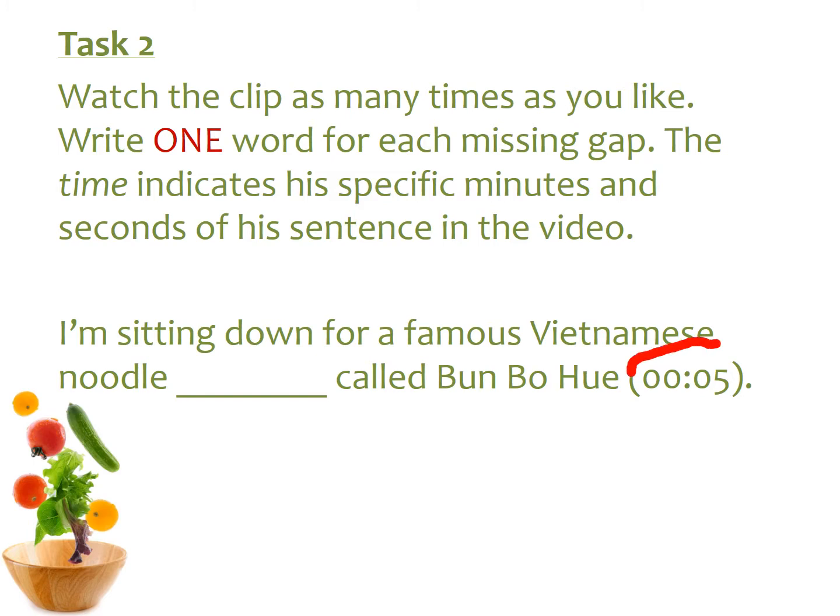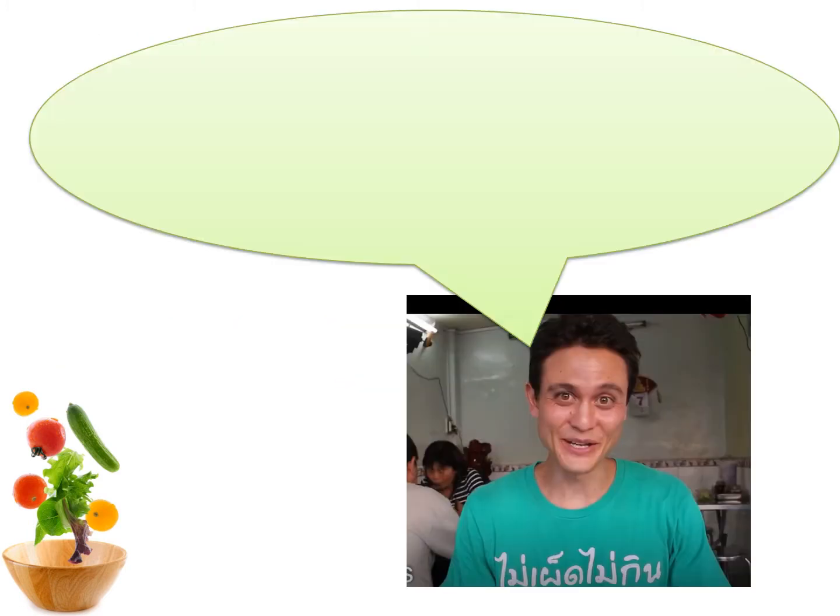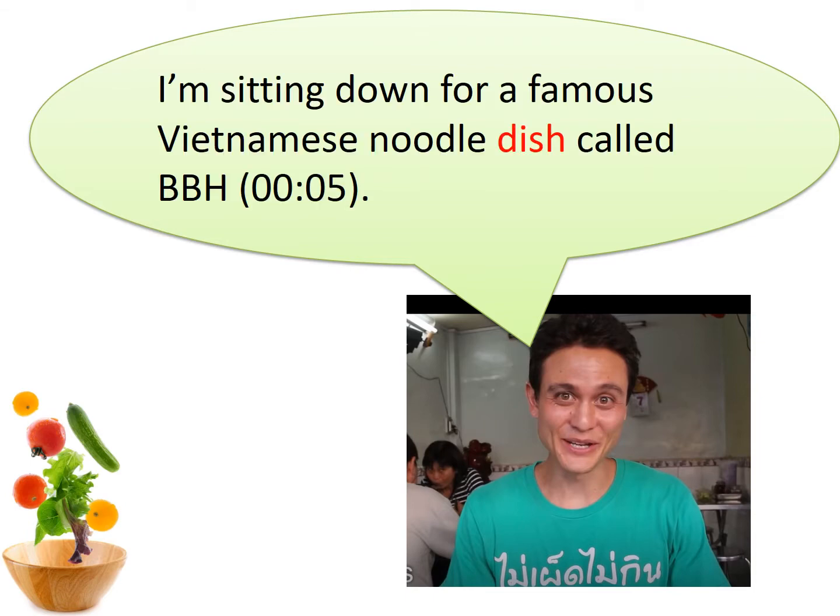For example, in the 5th second of the recording, you hear he said, "I'm sitting down for a famous Vietnamese noodle dish called Bun Bo Hue." Dish is the correct answer. You will type the word dish into test 2 of the exercise on the online system.